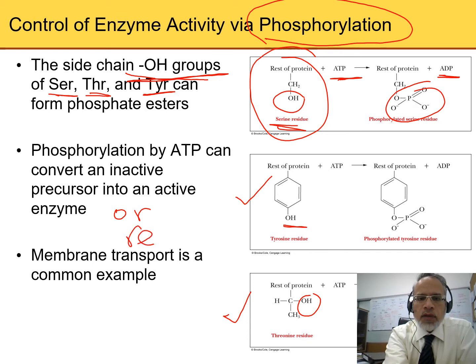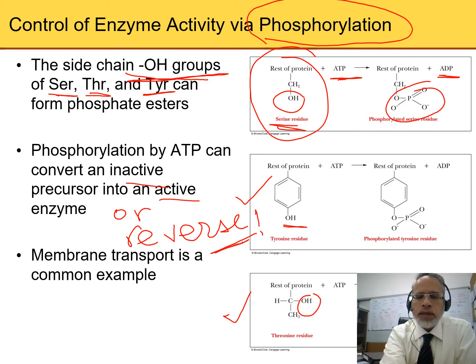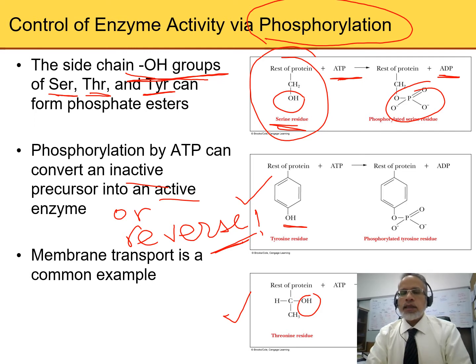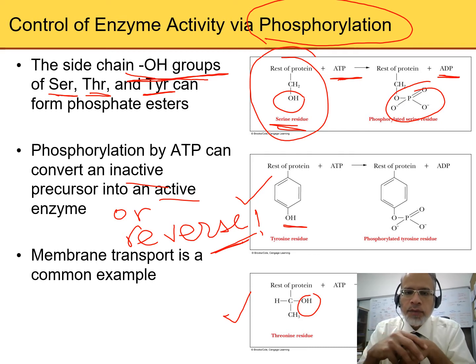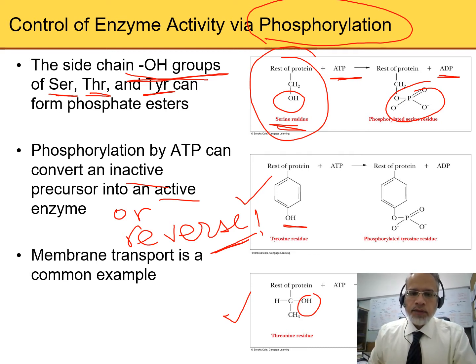All opposite, or go in the opposite direction, or reverse. So please make sure that it doesn't mean that it's always inactive to active. That is not always the case. In some cases, as we saw in the last slide, you can have an active enzyme which is not phosphorylated, and if you add the phosphate group, it becomes inactive.